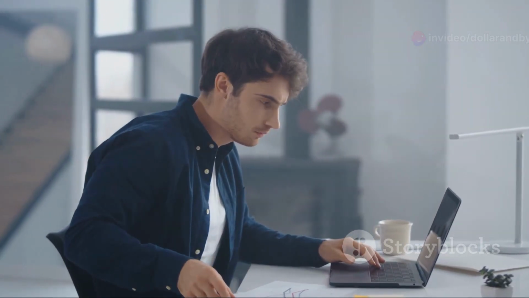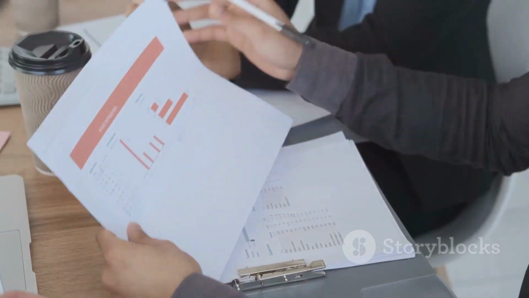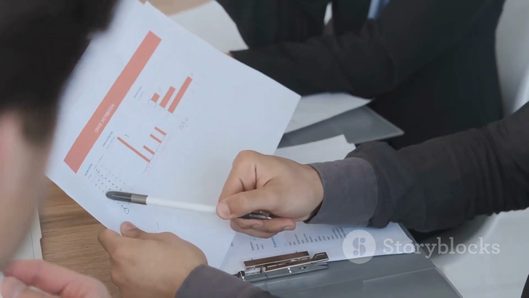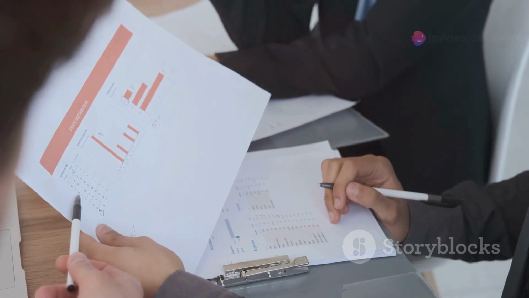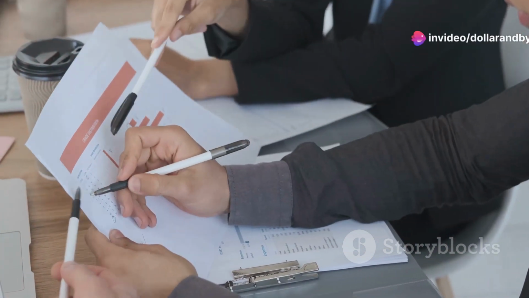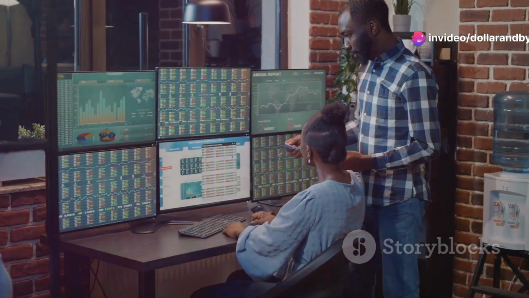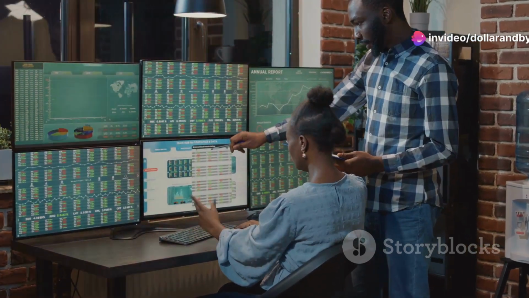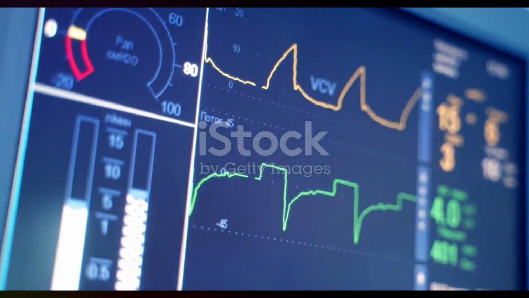Stock analysis doesn't have to be overwhelming. By mastering a few key financial ratios, even novice investors can start making smarter, more informed investment choices. Let's explore these essential tools and learn how to apply them in real-world scenarios.